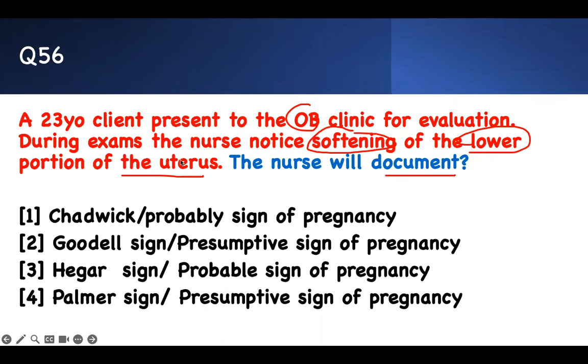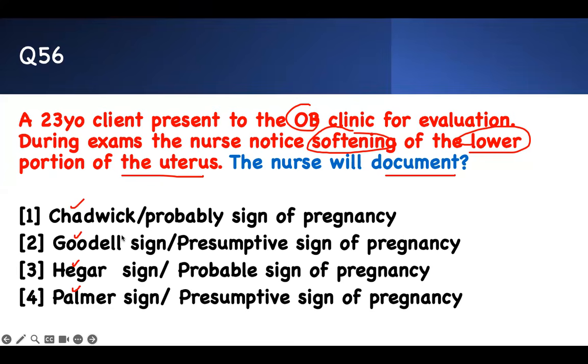They said softening of the lower portion of the uterus, and they've given you the diagnosis. They give you what sign it is. You know that all of these, Chadwick, Goodell, Hegar, and Palmer, are all what? Probable. Okay, they are probable signs. Presumptive is the patient, subjective. Probable is objective. You find value. And then the positive signs mean you can see the fetus.